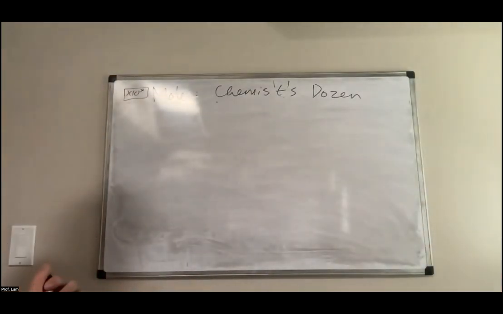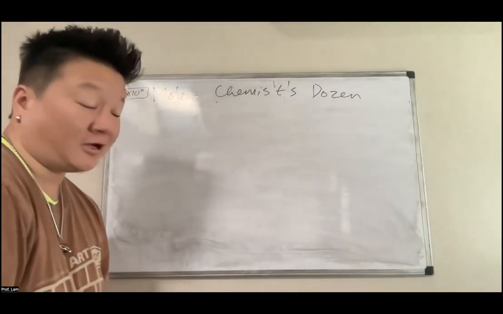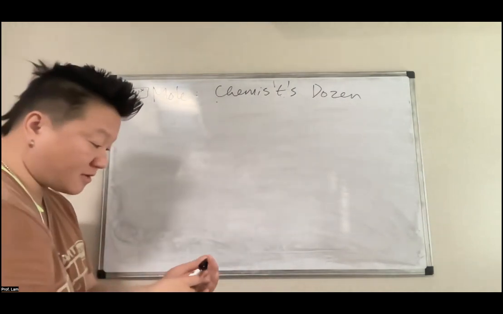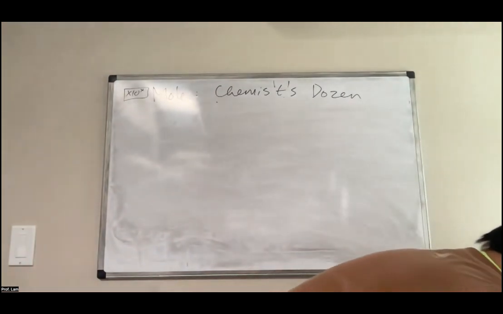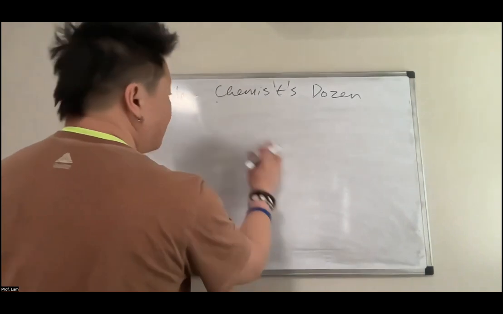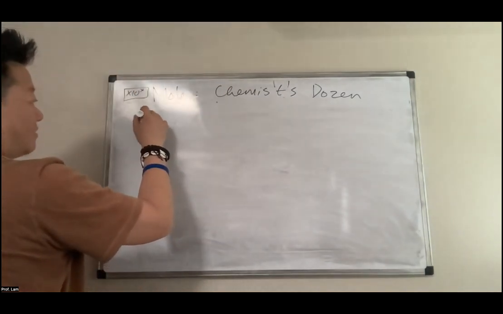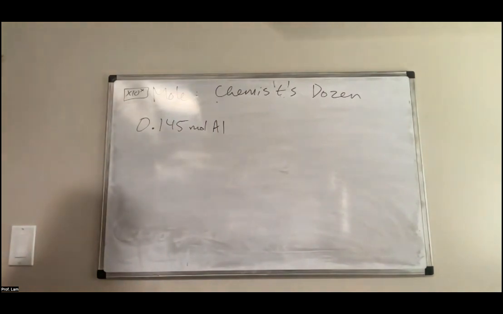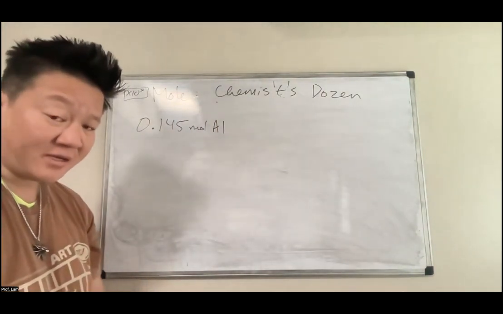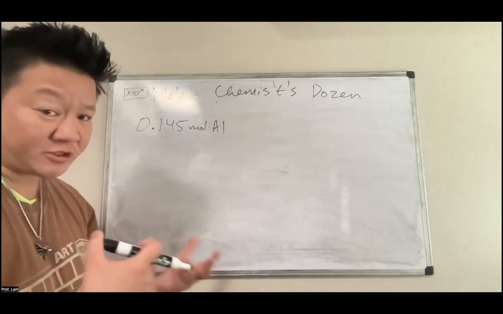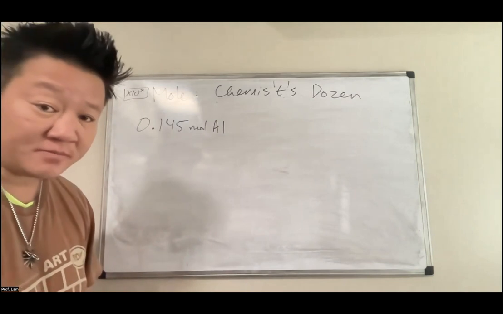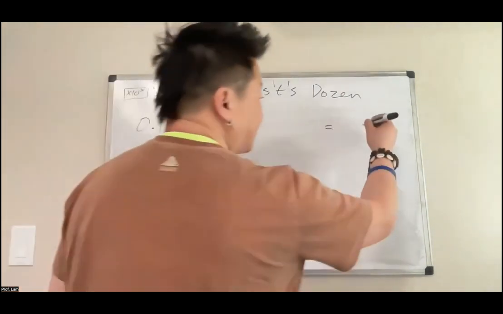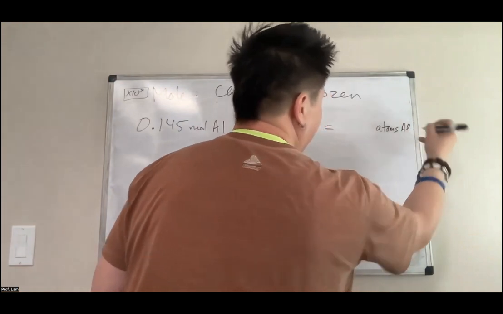All right, so let's do aluminum. How about aluminum atoms? Let's say we have 0.145 moles of aluminum. Aluminum is the element, and if we were to do this in dozens, 1 dozen aluminum would be 12 aluminum atoms. Now we're asking, 1 mole of aluminum is how many atoms of aluminum?